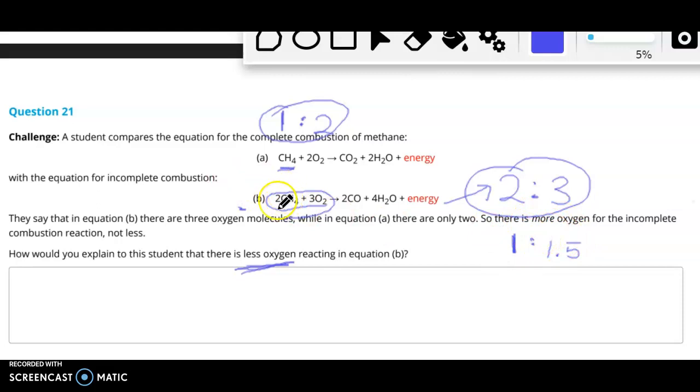So for every one methane in this reaction, you need at least 1.5 oxygens for the rest of this to happen. But in this one you need 2. So that's why in this one you kind of need less: 1.5 is less than 2 molecules of oxygen. So I hope that helps.